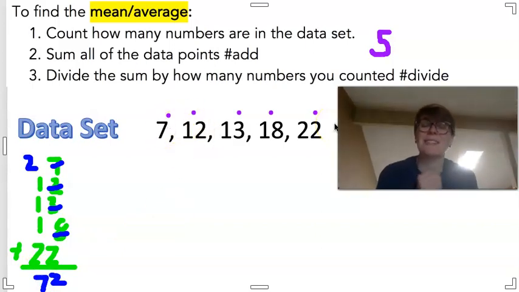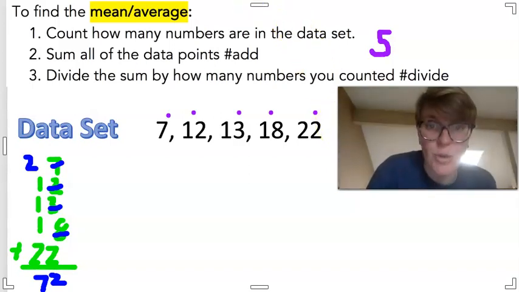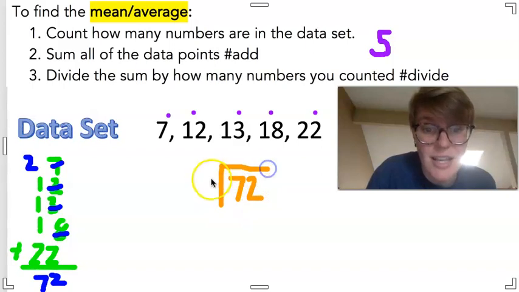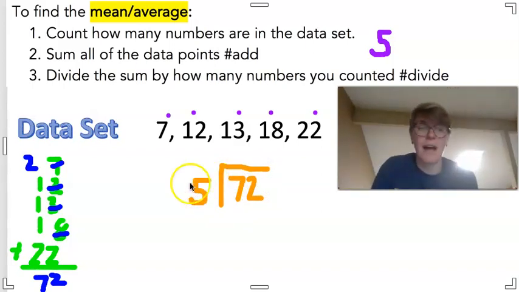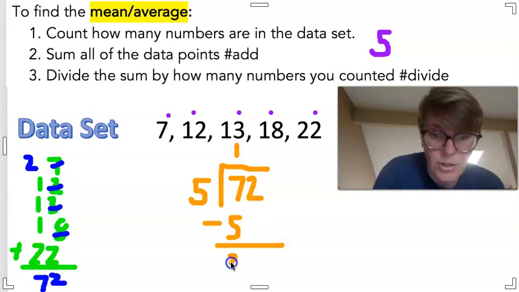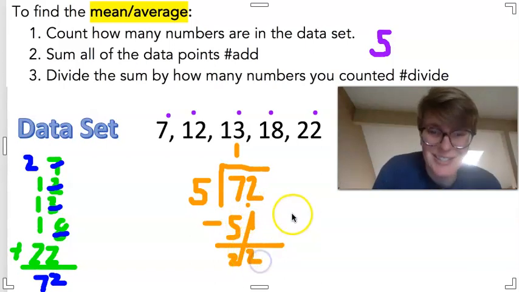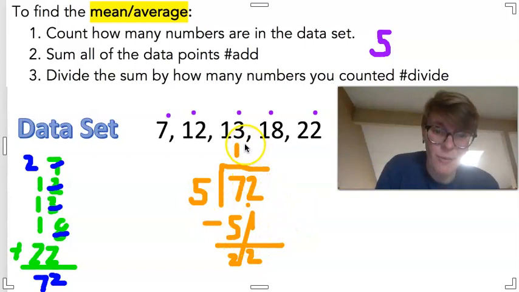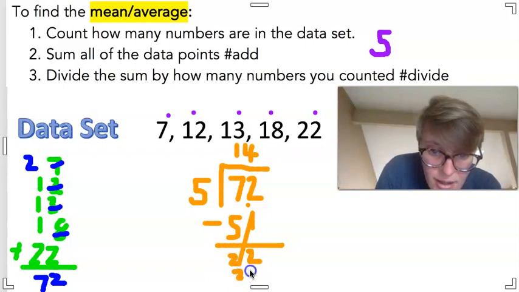The final part we need to do is to divide the sum by the total number of numbers. So I'm going to take 72 and I'm going to divide it by 5. I'm dividing it by 5 because there are 5 numbers in our data set. So 7 divided by 5 is 1. I'm going to subtract. I get 2. Bring down the 2. Excuse me. And then I get how many 5s are in 22? That would be 4. 5 times 4 is 20. When I subtract, I'm only going to have 2 left.